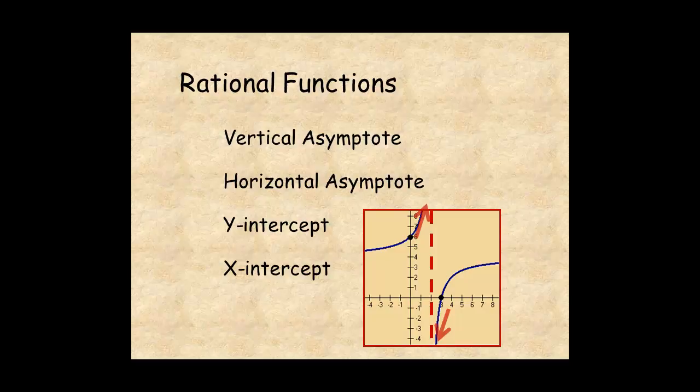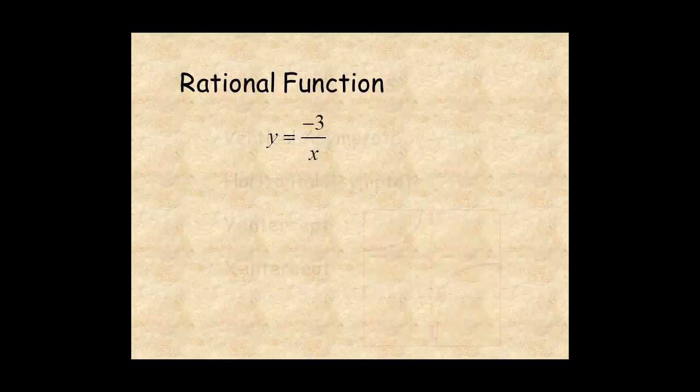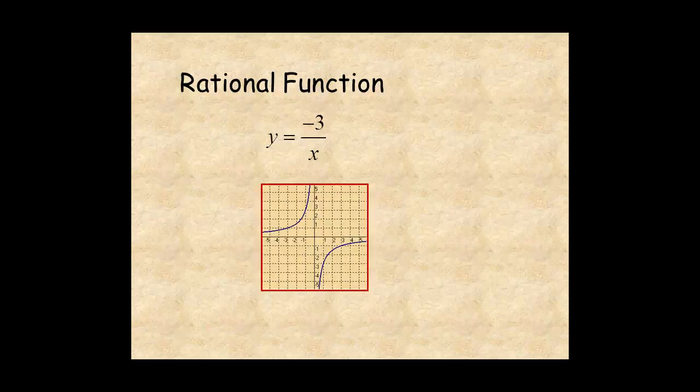The horizontal asymptote is a horizontal line. The graph approaches away from the VA, curving down from above or up from below. The y-intercept is where the graph crosses the y-axis, and the x-intercept is where the graph crosses the x-axis. This lesson shows how to graph the rational function y equals -3 over x and variations of the function.